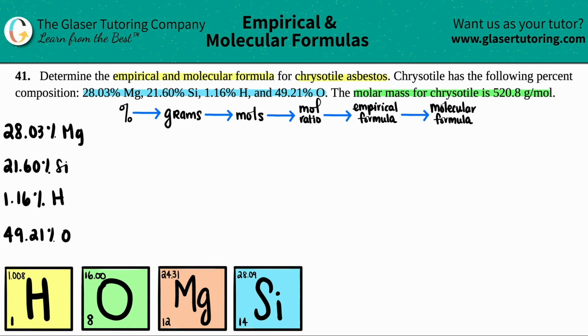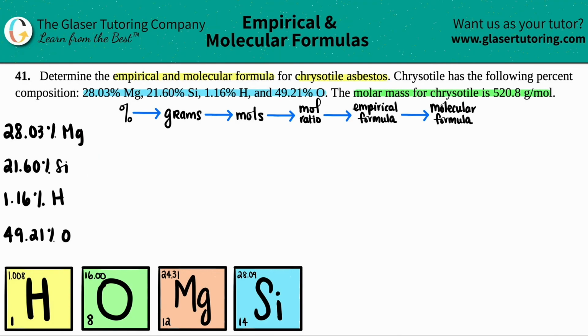The first thing we're going to do is convert from a percent to grams. How do we do that? Well, remember that a percent is always out of 100. The total percentage is 100%. To make sure we don't have to find any secret percentages, I'm going to add all the percentages up, and it should come out to 100. And it does, which means there are no secret percentages we have to include here.